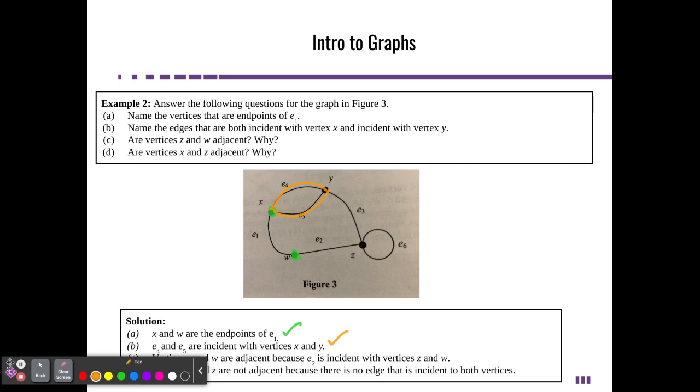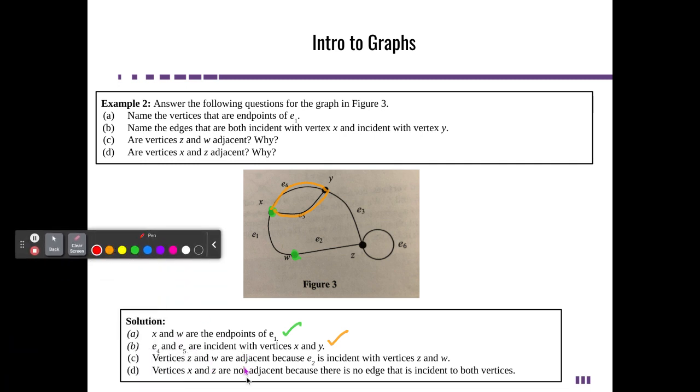All right, move this up a little bit out of the way. Next one: are vertices Z and W adjacent and why? Let's clear this so we can take a look at it. Z and W, are they adjacent? The answer is yes, because the definition of adjacent is that they share an edge. Last one: are X and Z adjacent? Here's X and here's Z, and the answer is no. I agree that we could say there is an adjacency this way, but it has to be one edge connecting them.